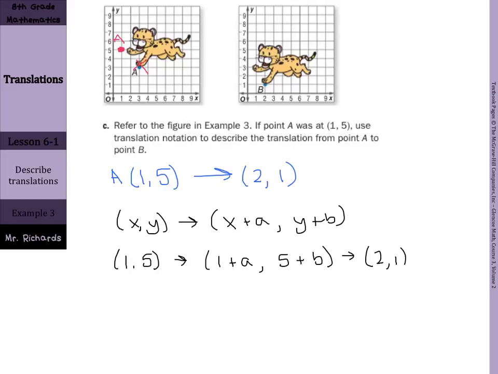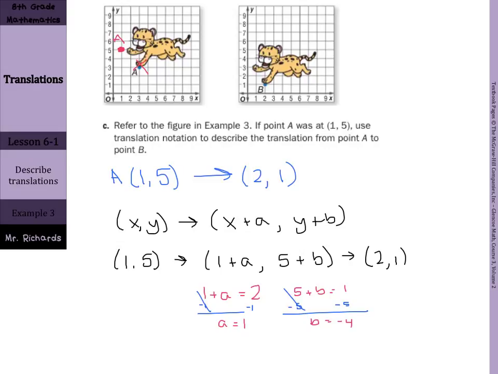Now, for our 1 plus A, whatever I add there needs to get me to 2. And if you need to, you could subtract 1 from both sides here just to solve and say, all right, A equals 1. What about B? Well, whatever I do with 5 plus B, it needs to equal this point here, which is 1. And again, to solve this equation, you could subtract 5 from both sides, and b is going to equal 1 minus 5 is negative 4.